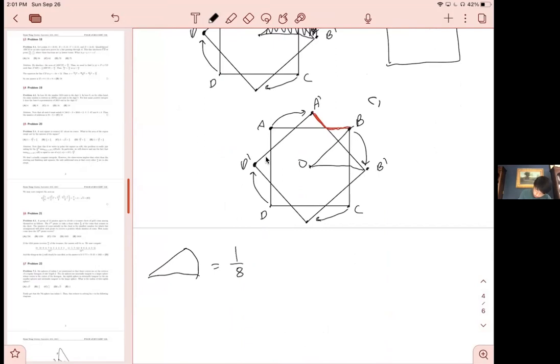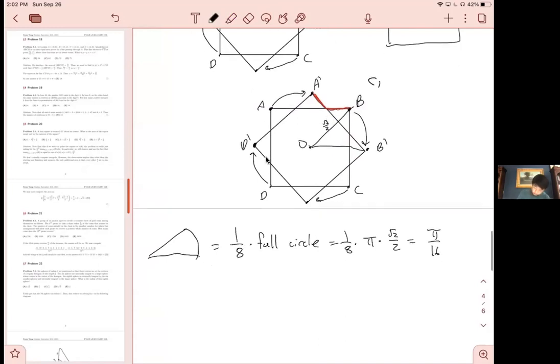This isn't too bad. This is 1/8 of a full circle, which equals 1/8 times pi r squared. And the radius of the circle is square root of 2/2. By Pythag. So it's pi over 16 for each slice. And then for each O, B, P, A prime, the area of that figure is going to be 2 times OPB.